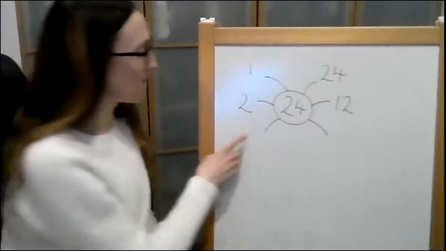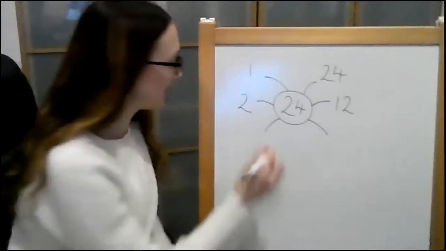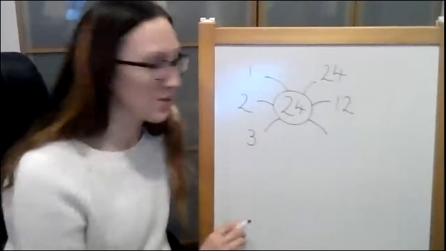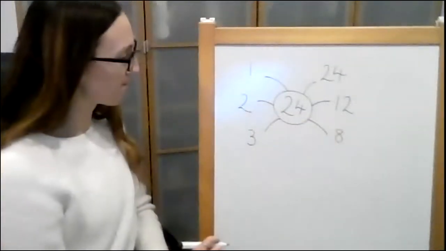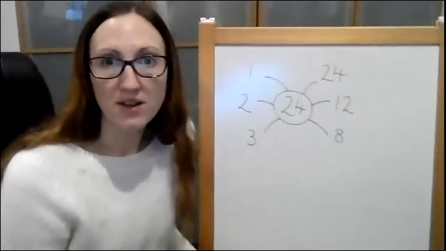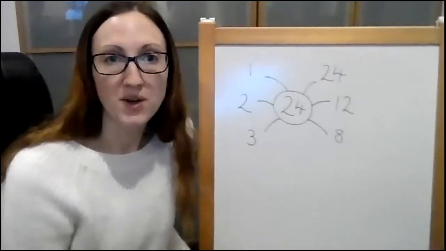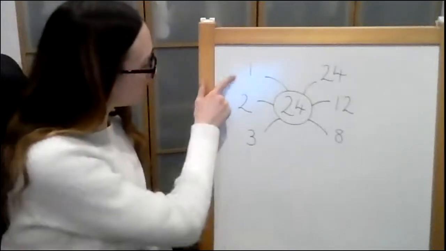So I know that 3, because 1, 2, 3, I'm working logically, that 3 times 8 is 24. So 3 and 8 are another factor pair. Okay, and I'm then thinking about other factors, other factors that I know in 24 using my times table knowledge. I've worked logically 1, 2, 3.